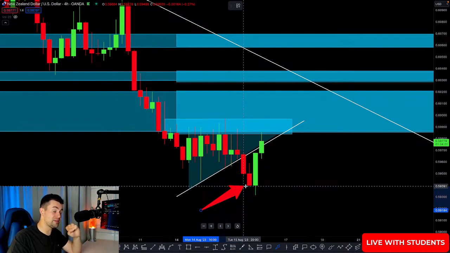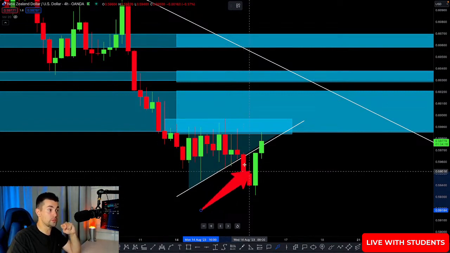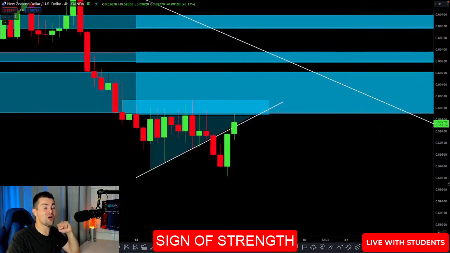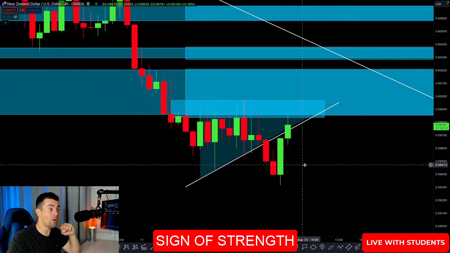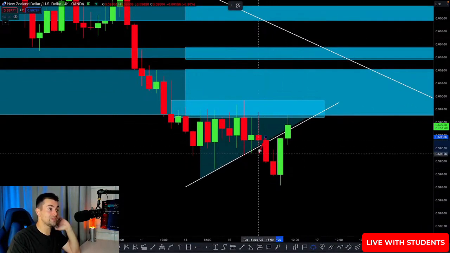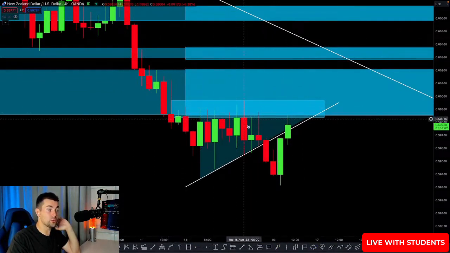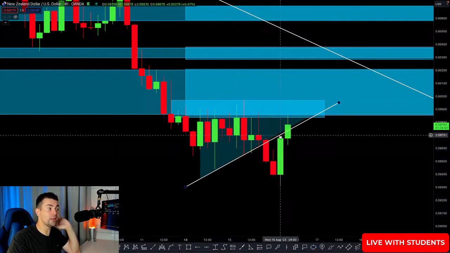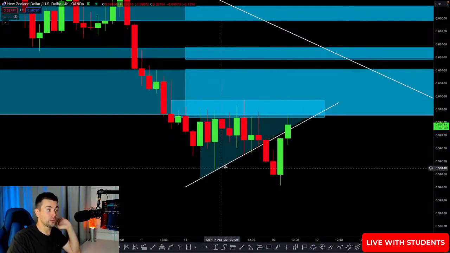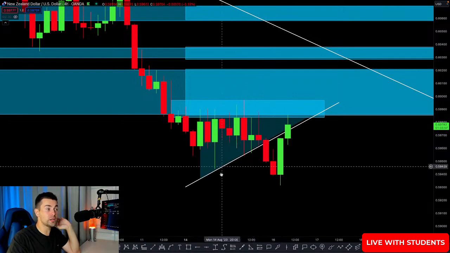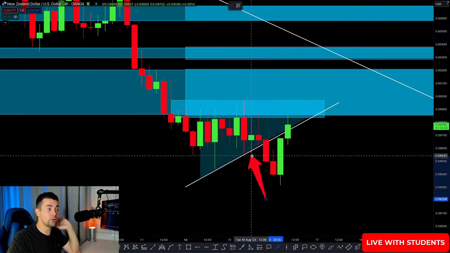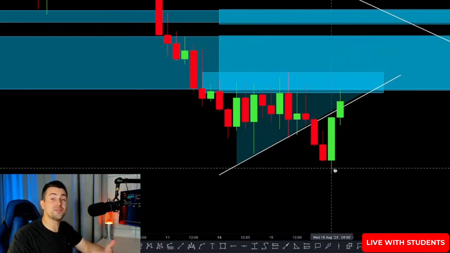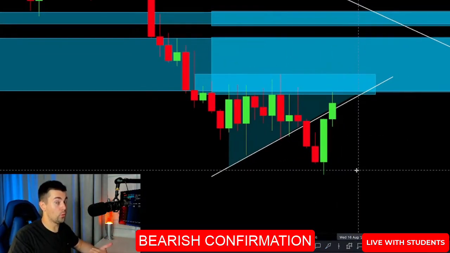Why is that important? It is important, traders, because that is the indication of the sign of strength of the sellers. It shows us that after the breakout of key structure, sellers are still strong enough to violate that vertical support. That vertical support from where we see the local bullish reactions. So for me, that violation was a very important bearish confirmation.